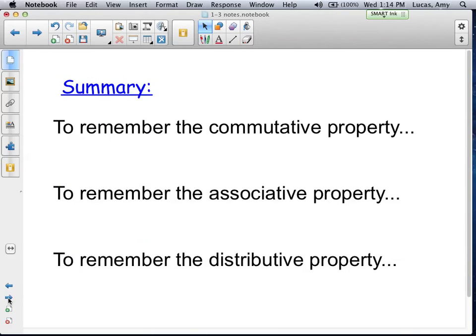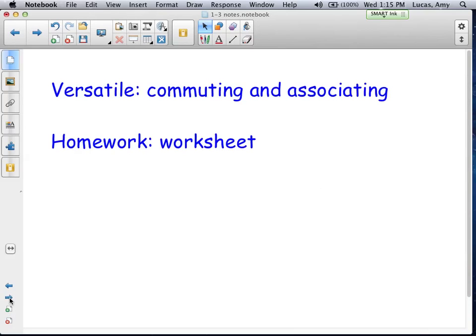All right, here's a summary. We'd like you to think about what we talked about to help you remember the properties. So you should write a complete sentence for each one of these in your summary. We started each sentence for you. You need to finish it. And then our homework, we have a worksheet that's multiple choice. So that's your homework. And during class time, we're working on this versatile that's called commuting and associating. So homework is just the worksheet. That's the end of our lesson 1-3.